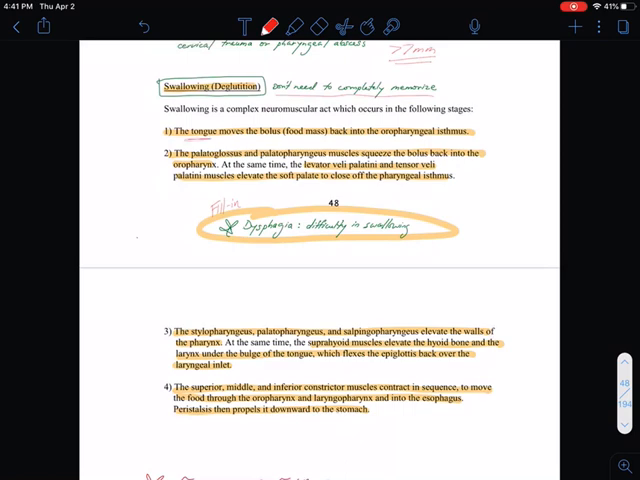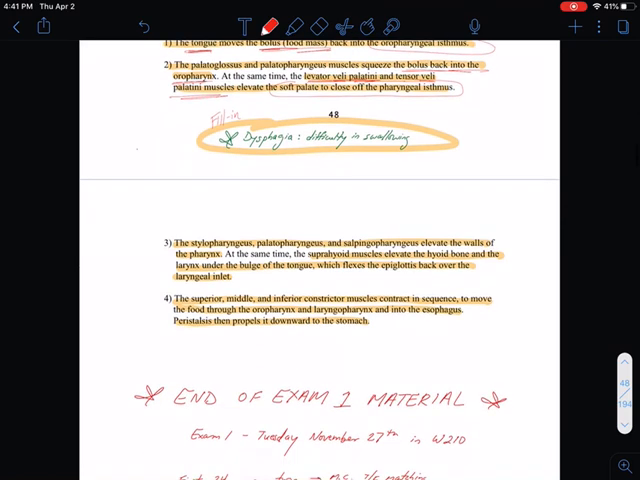So the tongue is where we're starting here. We'll move the bolus of food into your oropharyngeal isthmus. Your palatoglossus and palatopharyngeus muscles are squeezing the bolus back into the oropharynx. At the same time, your levator veli palatini and tensor veli palatini elevate the soft palate and close off the pharyngeal isthmus. Next, we have our stylopharyngeus, palatopharyngeus, salpingopharyngeus elevate the walls of the pharynx. So that's where we're elevating the pharynx.